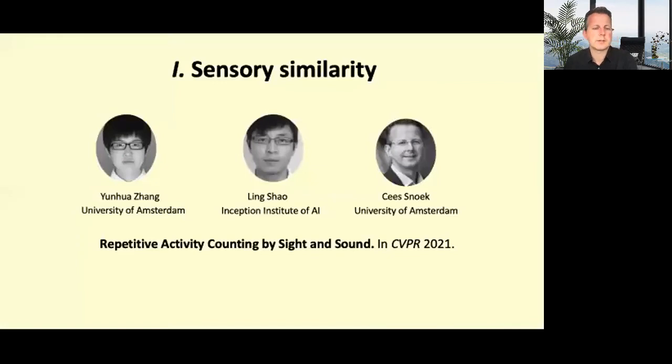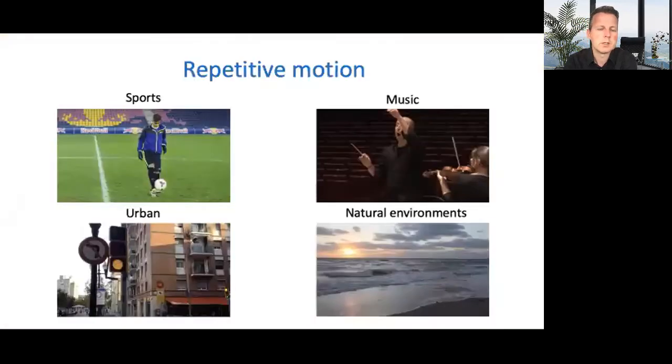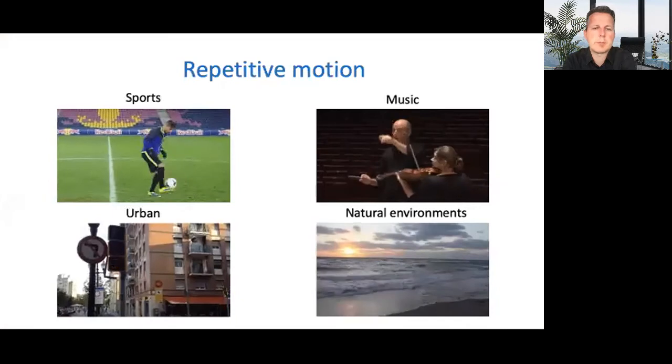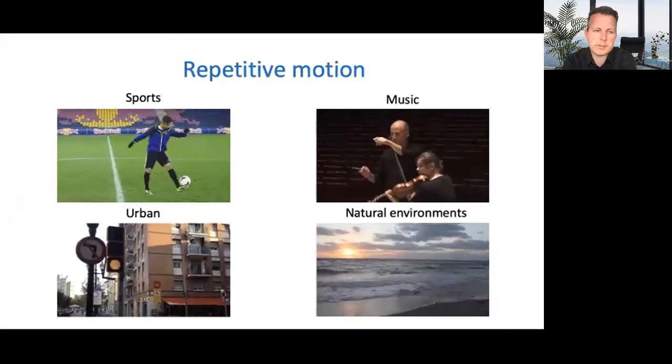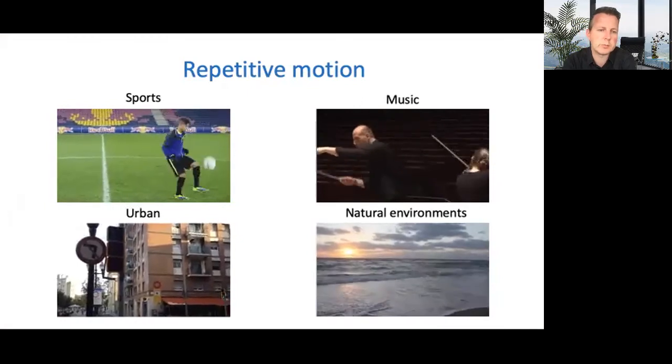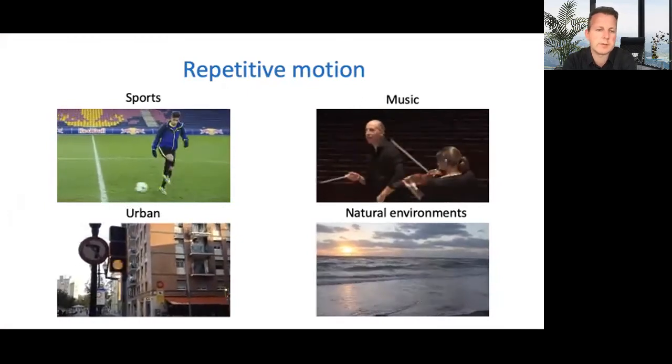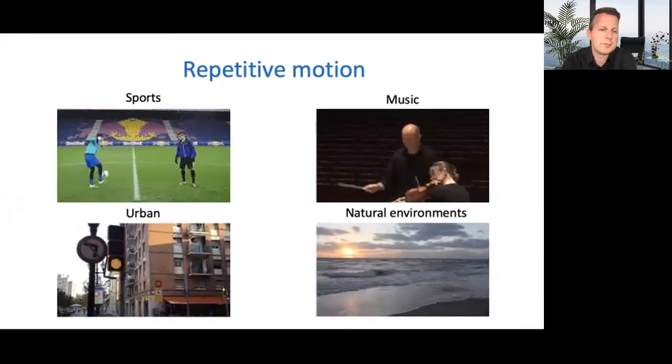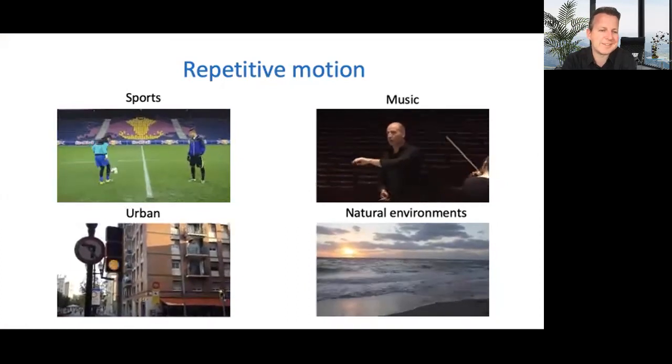So let's first discuss sensory similarity, and this is based on the CVPR 2021 paper together with Yunhua Zhang and Ling Xiao from the Inception Institute of AI. So here we are looking at repetitive motion, and repetitive motion is everywhere, in sports, in music, in urban environments, and also natural environments. So if you look at it, you will see repetition everywhere.